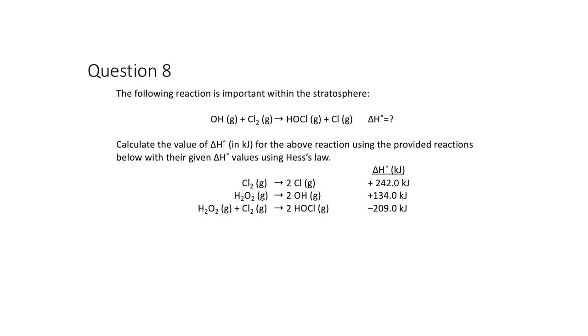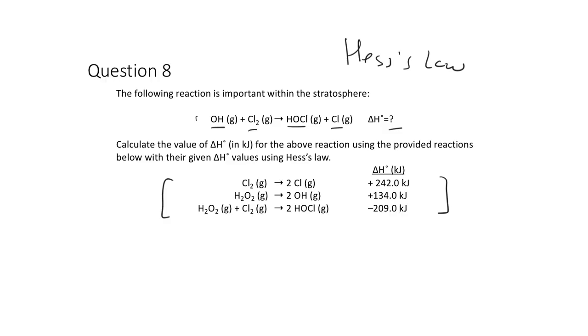So we have the following reaction that is important in the, we're told it's important in the stratosphere. OH plus Cl2 goes to HOCl plus Cl. We want to know the delta H of that reaction, but I know these three individual reactions and their delta H's that are provided. Can I manipulate these equations? The idea of this is using Hess's law: can I manipulate these three equations here such that they'll sum up and add up to my desired reaction?